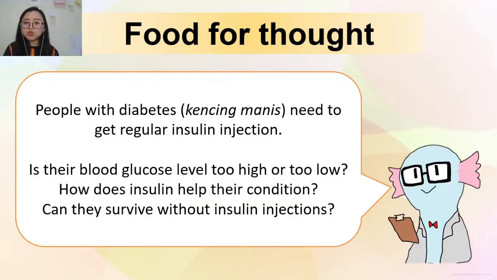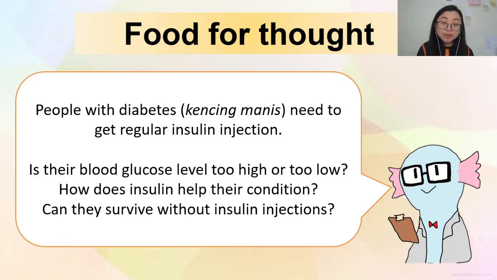Okay, I think that's about it. That's about all I want to say. I do want you to have a think. Okay, ini untuk exercise minda kamu. People with diabetes, yang ada kencing manis, they need to get a regular insulin injection. So what you can think about is, is their blood sugar level too high or too low? Nama dia kan sudah kencing manis. And how does that insulin help their condition? Last but not least, think whether or not they can survive without insulin injections. Try to think about that. It will be good for you to refresh your knowledge on this using these questions.